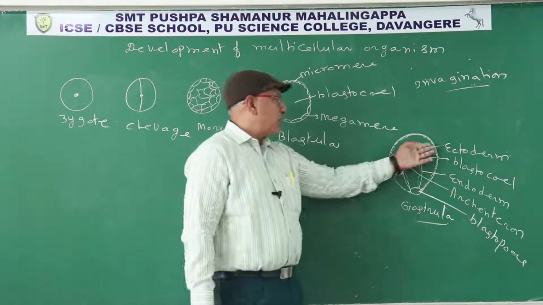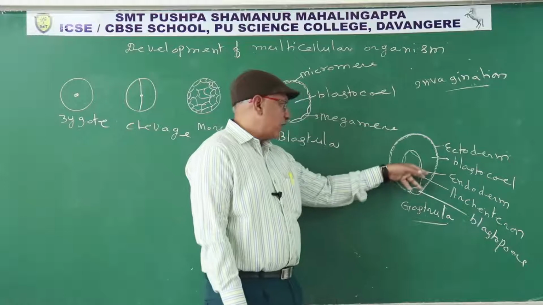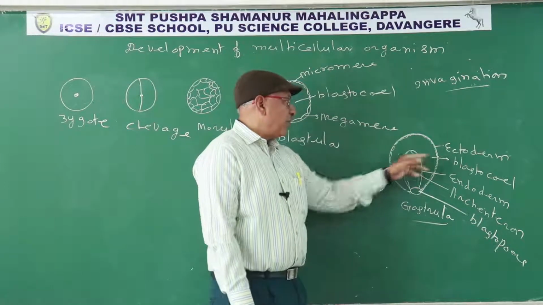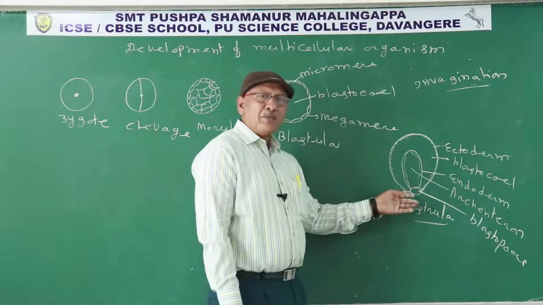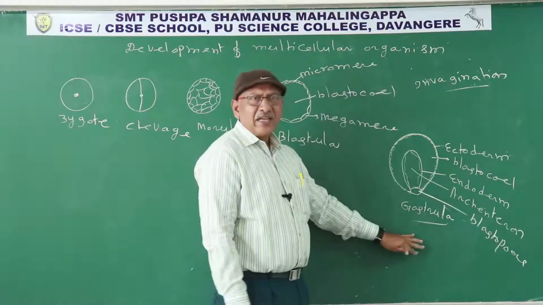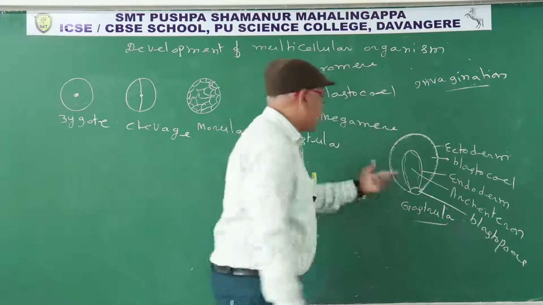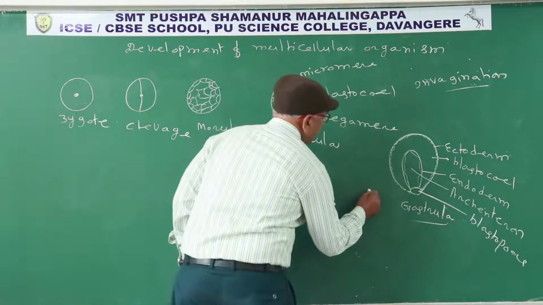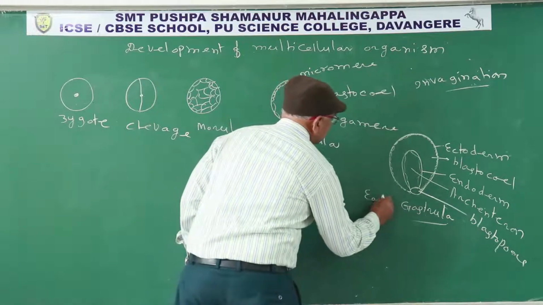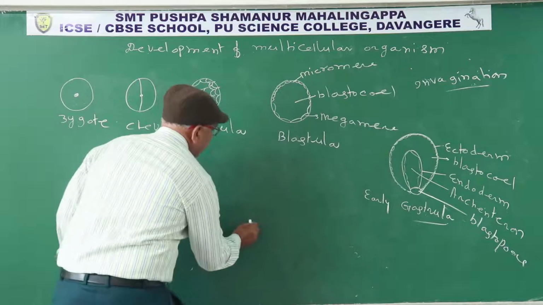Later, some ectodermal cells and some endodermal cells form another layer between ectoderm and endoderm. In this manner, the early gastrula is converted into late gastrula. It is early gastrula, late gastrula.